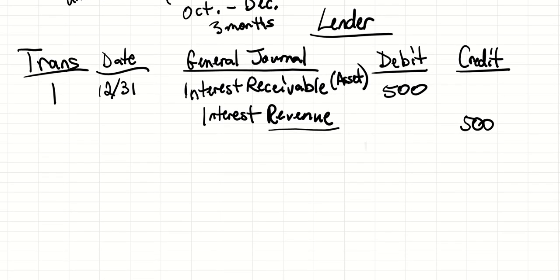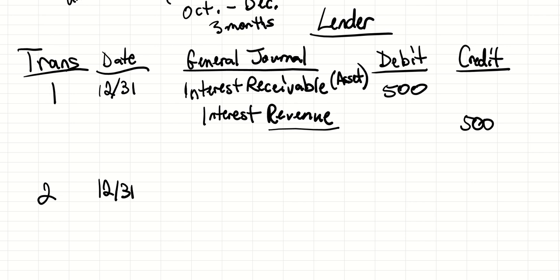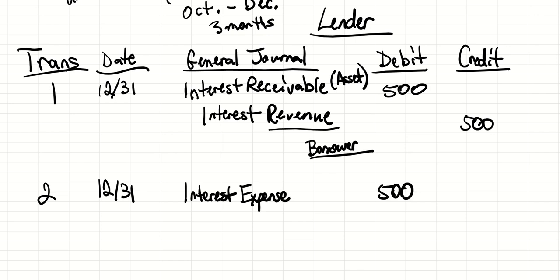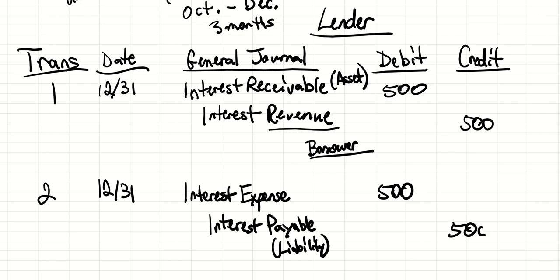Okay. Now on the borrower side, I'll put on here transaction 2, and it'd be for 12/31, and I put over here this is the borrower books. Okay. So what the borrower will need to do is they're going to have to record interest expense or debit interest expense for $500. Okay. And the credit is going to go to interest payable, which is a liability. So it's going to be credited for $500.